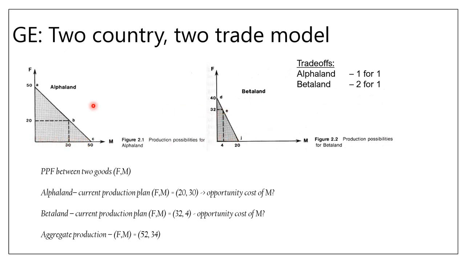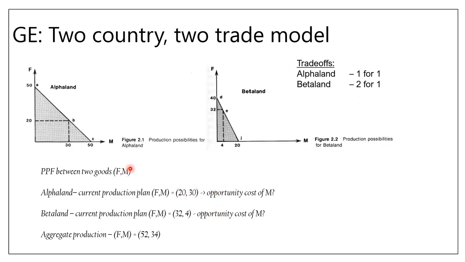Beta land is different, okay? So a key factor for getting gains from trade is that this line looks different than this line. The second country in our model is beta land. They have a current production plan that says make 32 units of food and 4 machines. And in specialization, they can make 40 units of food with no machines, or 20 machines and no units of food. Okay, and so that is all of this down here.